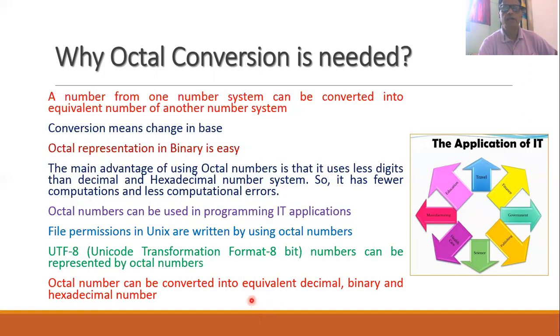And therefore, in comparison with the decimal, binary, or hexadecimal number system, the octal number system is comparatively less used, but still it can be used. And when we use it, we need to convert the octal numbers into numbers in other number systems such as decimal, binary, and hexadecimal. So in this session, we'll be discussing how octal numbers can be converted into equivalent decimal, binary, and hexadecimal numbers.